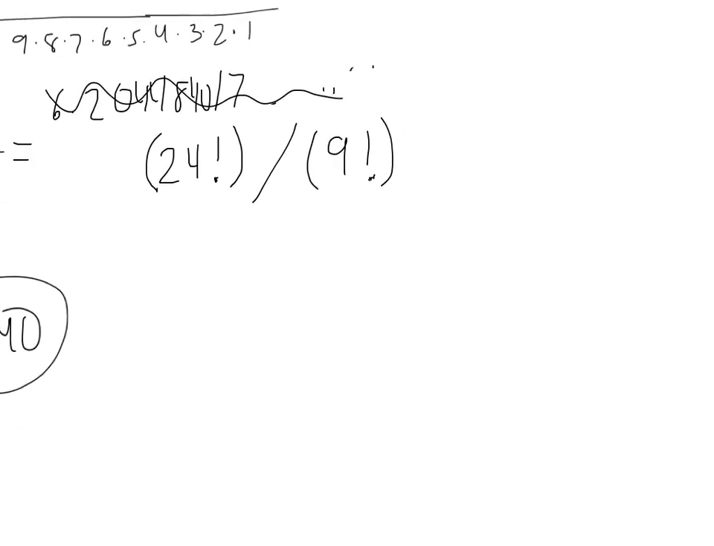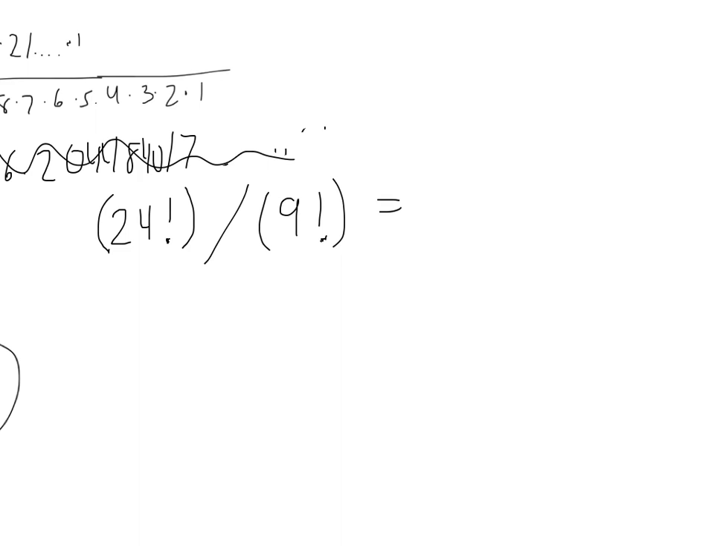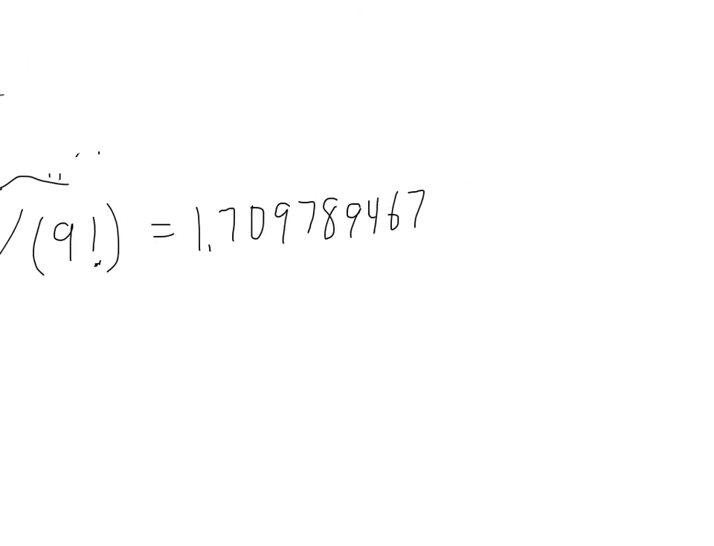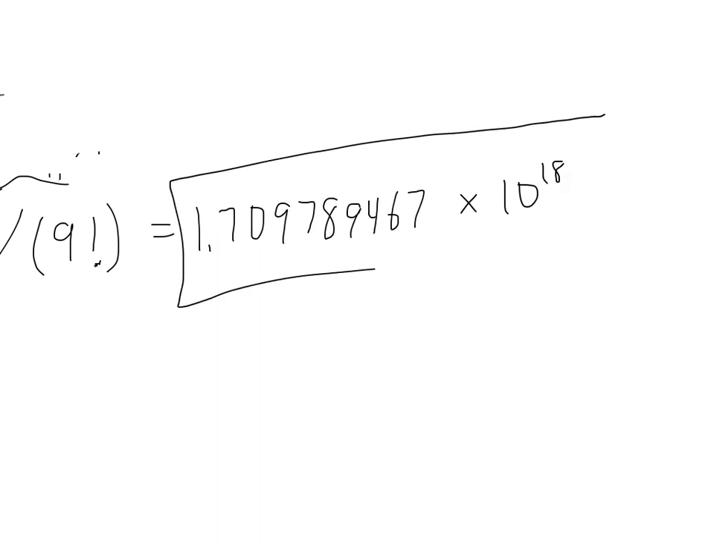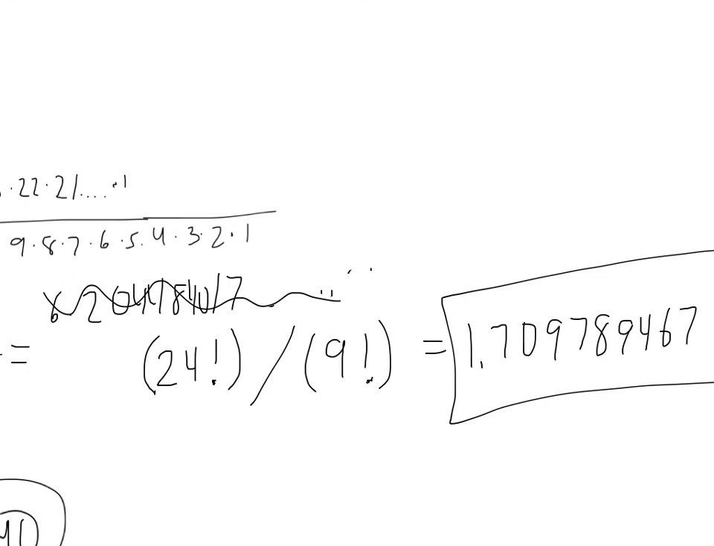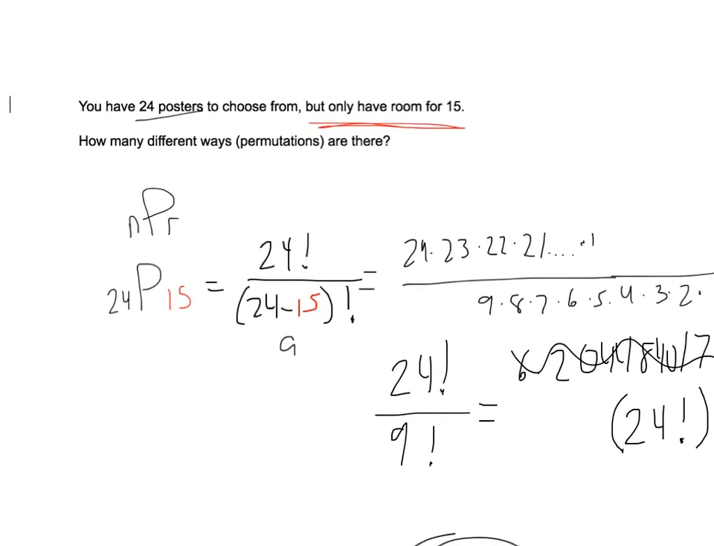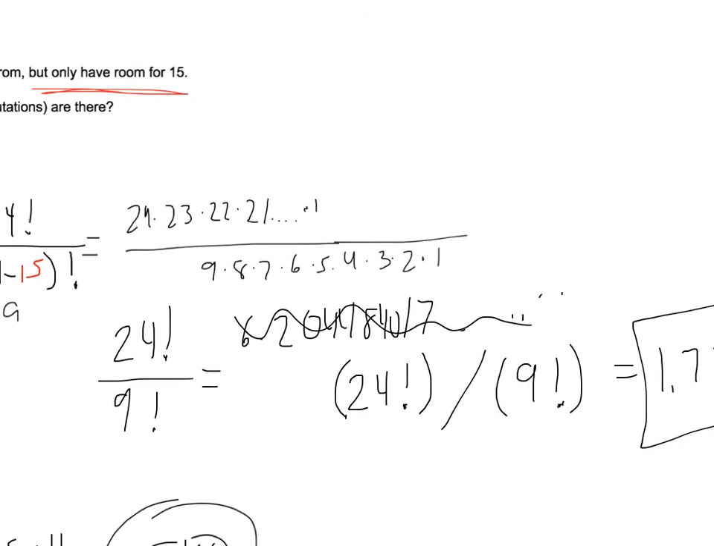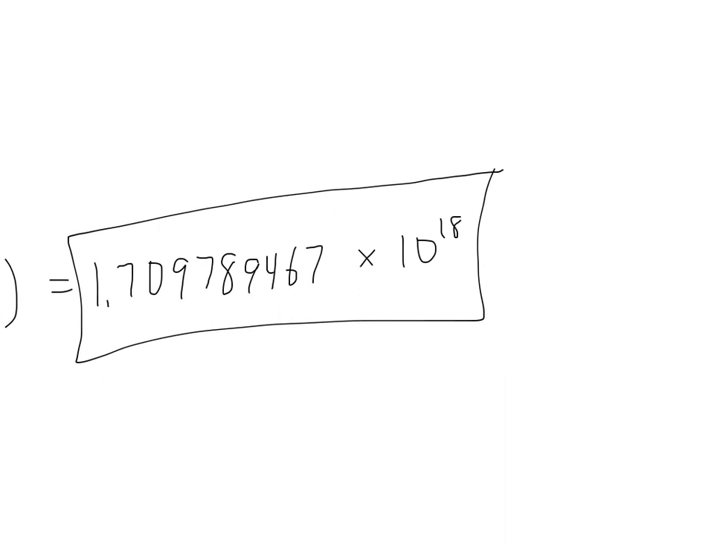Now, when you hit enter, what you should get that to equal is 1.709789467 times 10 to the 18th. So a very, very, very large number. But what does that mean in our situation? Well, you had 24 posters to choose from, only had room for 15. How many different ways can you do that, or how many permutations? This many. A whole ton.